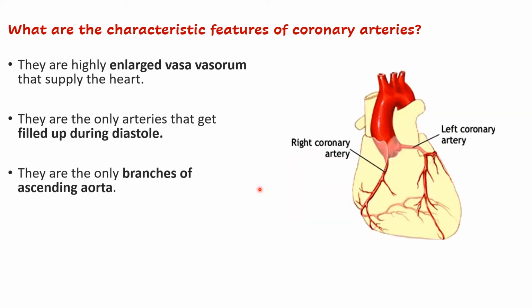They are the only branches of ascending aorta. Normally during viva, you are asked to name the branches of ascending aorta, and you forget that coronary arteries are branches of ascending aorta.